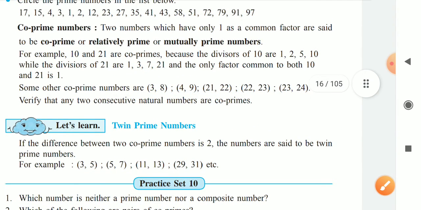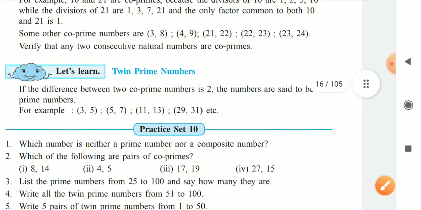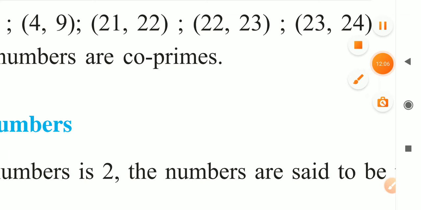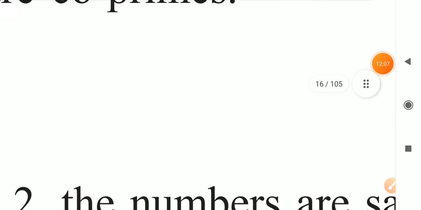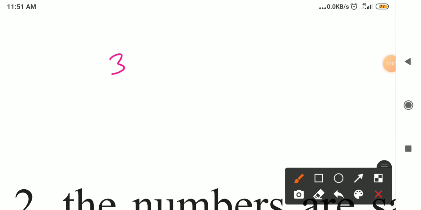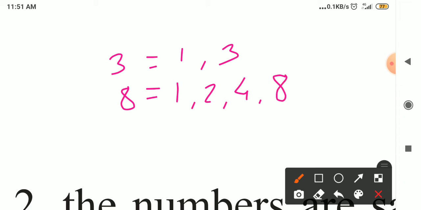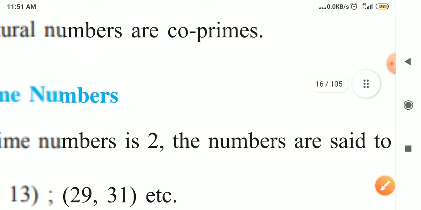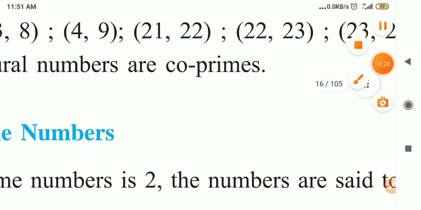Now some other co-prime numbers are 3 and 8. How 3 and 8? I will tell you. 3's factors are 1 and 3, and 8's factors are 1, 2, 4 and 8. If you see here, 1 is the only common number in these factors, and that's why they are co-prime numbers. Next are 4 and 9. So 4 and 9 inside.